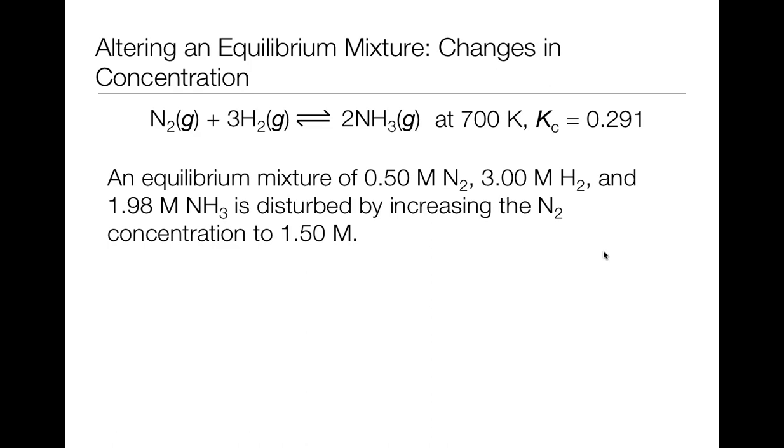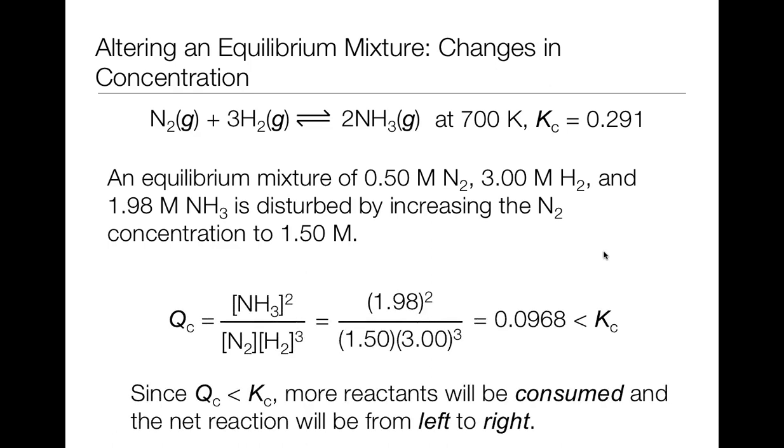It's disturbed by increasing the N2 concentration to 0.15 molar. We take a look. So we put in our concentrations for Qc. Well, I didn't change any concentration in the ammonia, right? It remains still at 1.98 molar. I keep the same concentration of H2. So there's our NH3, there's our H2.